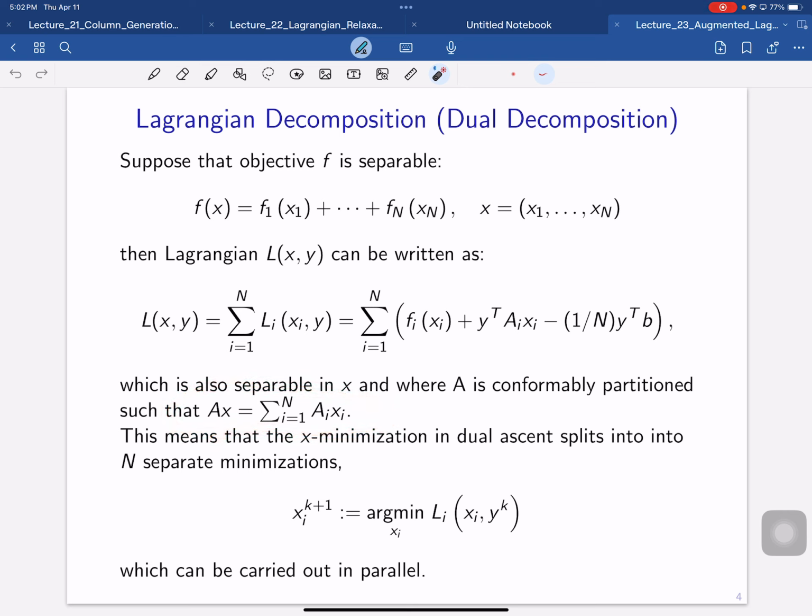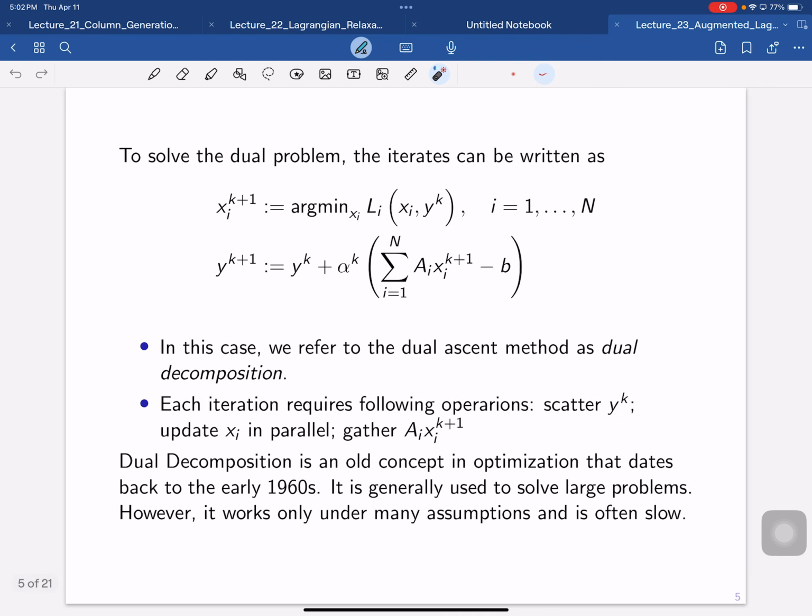Then the rest of the problem will be separable after you dualize these complicating constraints. Then you can optimize each of these xi in parallel, right? Because the functions are separable, and after you dualize the constraints, the rest of the problem will be separable. At each iteration, you can optimize for each of these xi separately. If you have a parallel computer, you can assign all those problems to different threads of your computer. Then after those subproblems get solved, you collect all the x^(k+1) to update the dual multipliers.